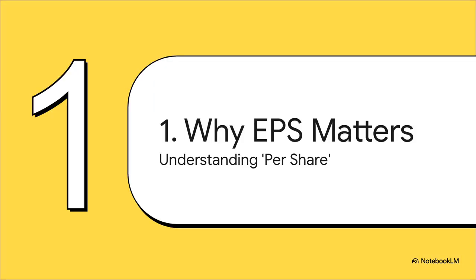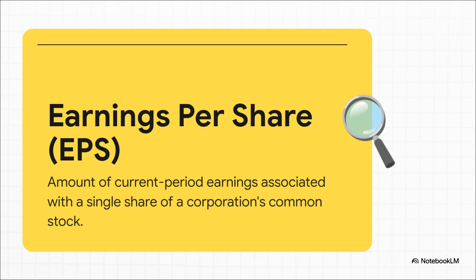Okay, so first things first. Why is this one little ratio so incredibly important? Well, it's all about taking a company's huge total profit and boiling it down into a context that investors can easily understand and, more importantly, compare. At its heart, EPS tells us how much of a company's profit is tied to each individual share of common stock. You can think of it like this. It's the slice of the profit pie that belongs to a single share. And honestly, it's probably the single most relied upon performance measure out there.